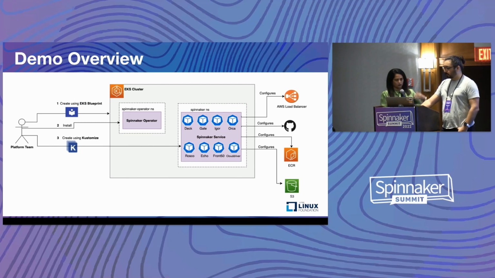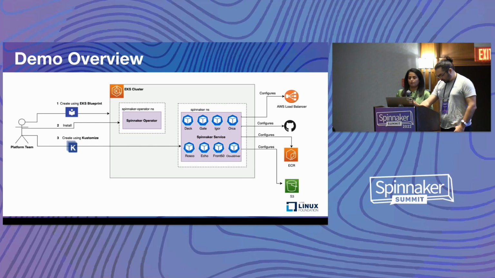For example, if you see on the left-hand side, we will configure S3 to persist the metadata of Spinnaker applications and pipelines. And then we will be configuring the load balancer to expose the Spinnaker UI. We'll also be configuring Amazon ECR as the Docker registry. And Fernando will go through all this configuration during the demo.